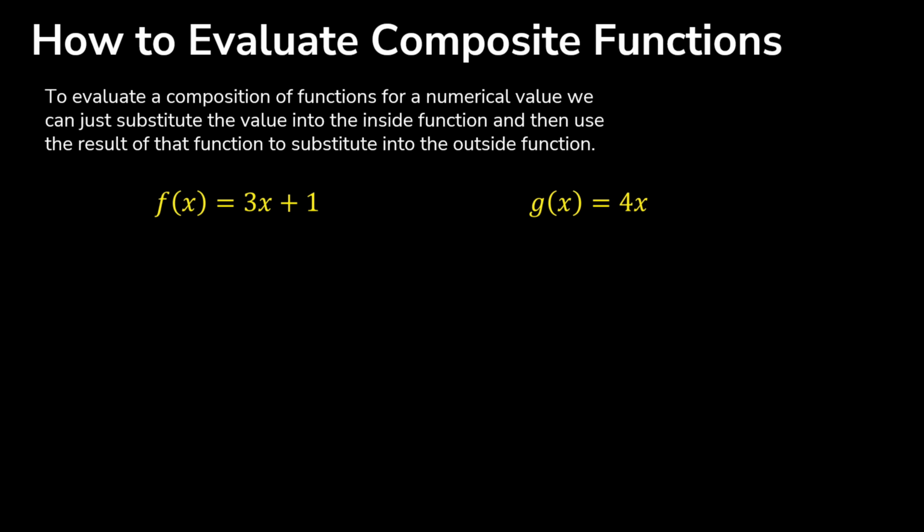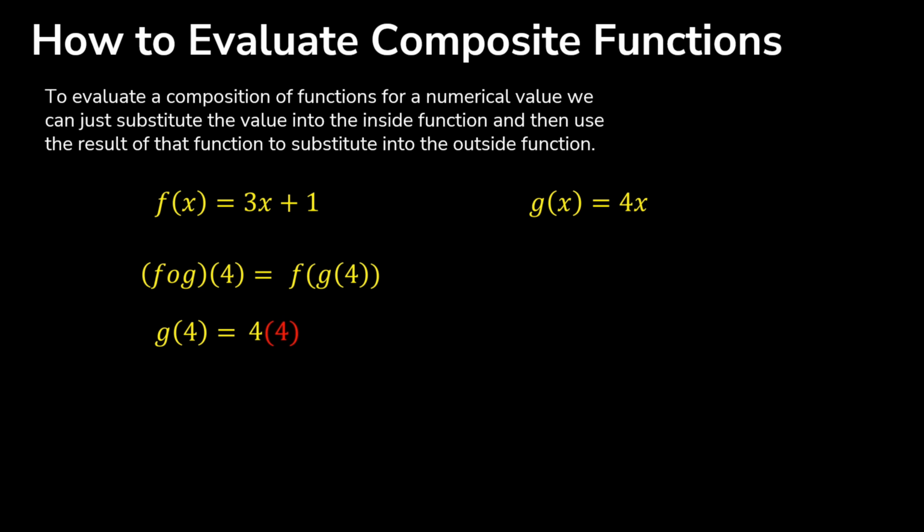We have f of x equal 3x plus 1 and g of x equal 4x. So what if I want f of g of 4? If I want to find it, I first have to substitute 4 inside g of x, because I need to find f of g of 4. So substitute 4 inside g of x first.